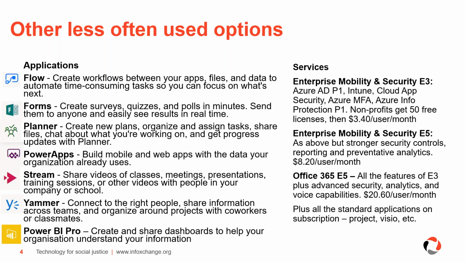First option is EMS or Enterprise Mobility and Security E3. The great thing is that all non-profits get 50 free EMS E3 licenses. So every non-profit you can buy for $0, 50 Enterprise Mobility and Security E3 licenses at zero cost. It's only when you go to 51, it's $3.40 per user per month. That gives you a range of additional options.